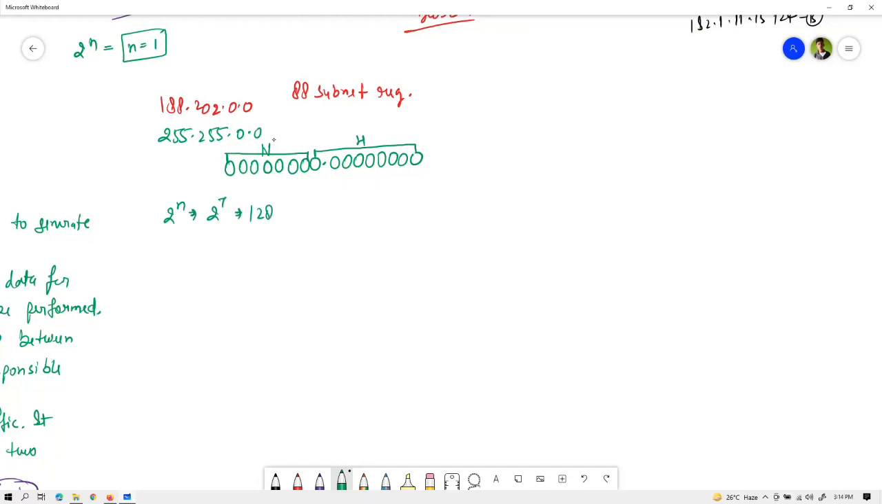Okay. Number of hosts, it is per subnet. Number of hosts is 2 to the power n minus 2, right? So 2 to the power 9 minus 2. It will be 510. Okay. Subnet mask: 255.255.254.0, right? 254, not 0. Any doubt?